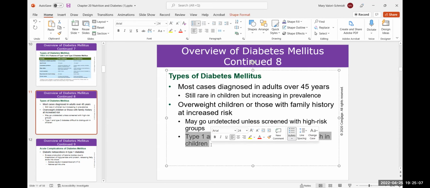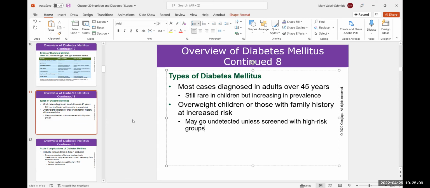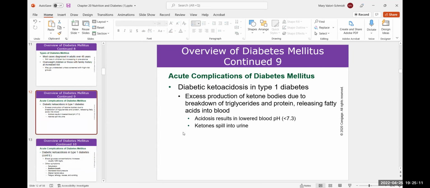I'm going to pull the Merck manual up to address some of these things. Acute complications. So here's the problem with either type 1 or type 2. Every time your blood sugars are elevated and all that sugar is stuck in your bloodstream, it cannot get to your cells, so your cells are starving. They have nothing to eat.